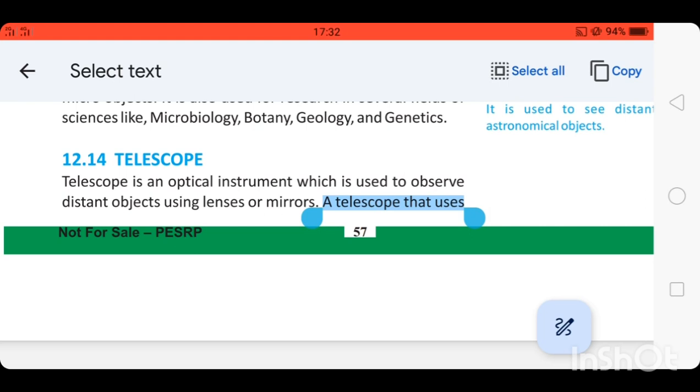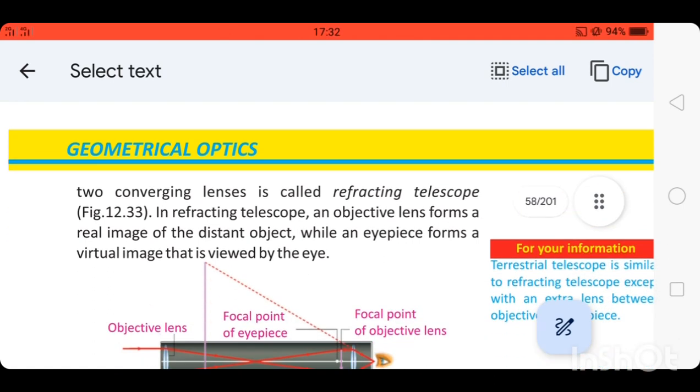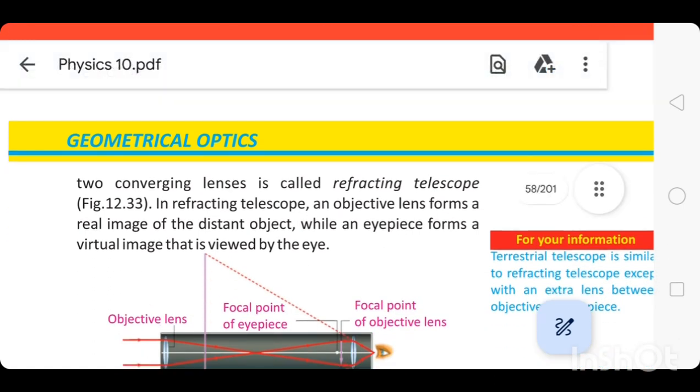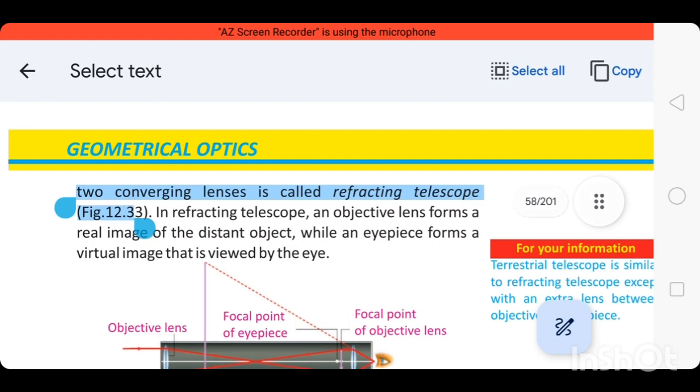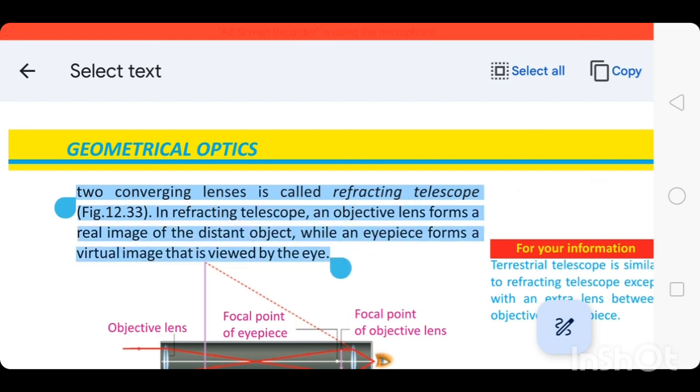Now I will describe its construction. A telescope that uses two converging lenses is called refracting telescope. In refracting telescope, an objective lens forms the real image of the distant object while an eyepiece forms a virtual image that is viewed by the eye. These highlighted lines will be written under our second heading, construction.